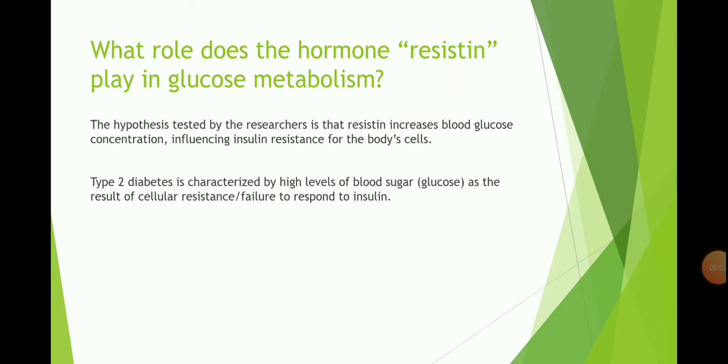The researchers have made the hypothesis that resistin's influence on blood glucose concentration also influences insulin resistance on the body's cells. Type 2 diabetes is characterized by high blood glucose levels as a direct result of cellular resistance, or the failure to respond to insulin.